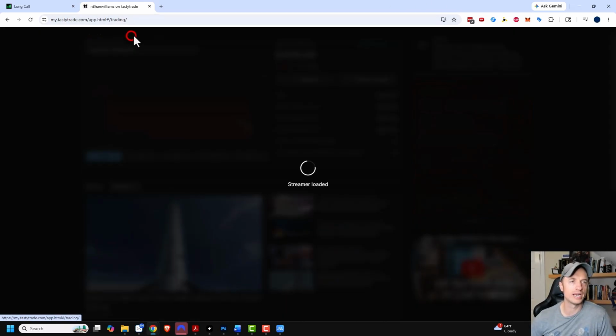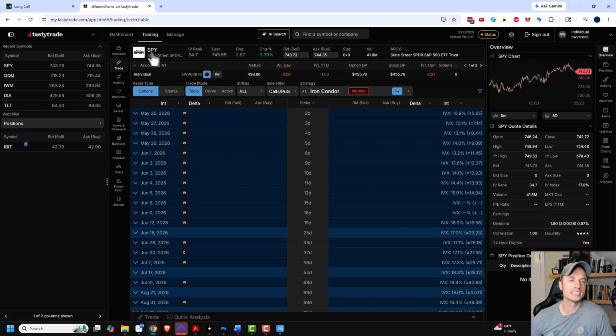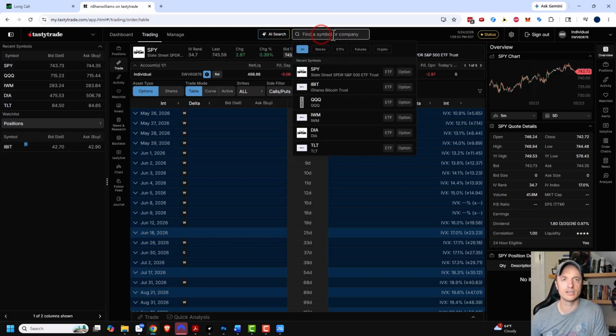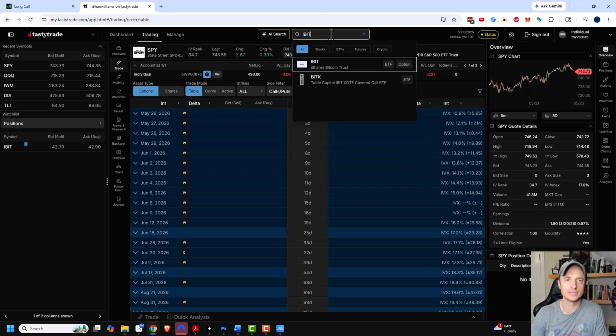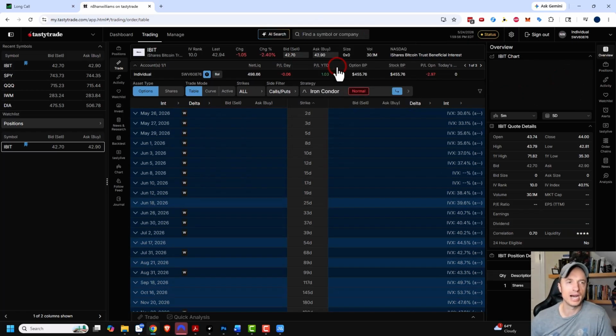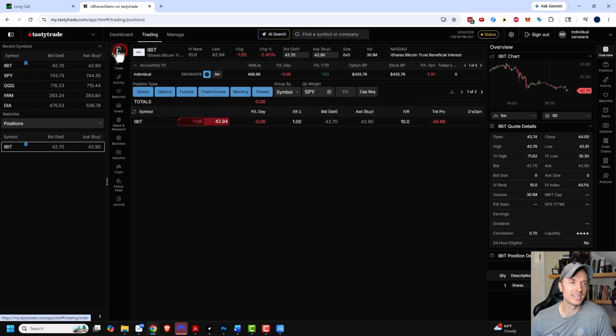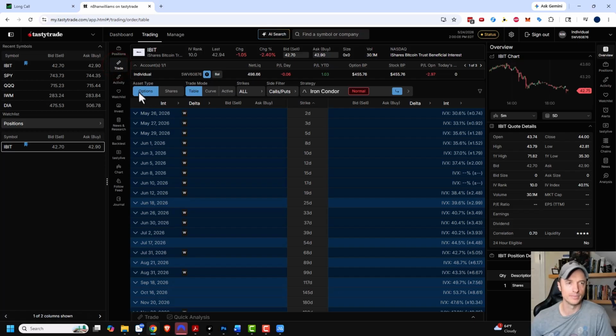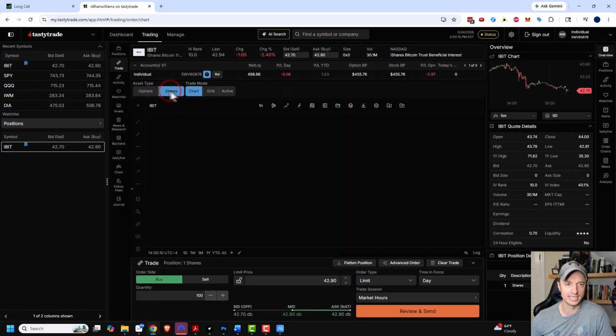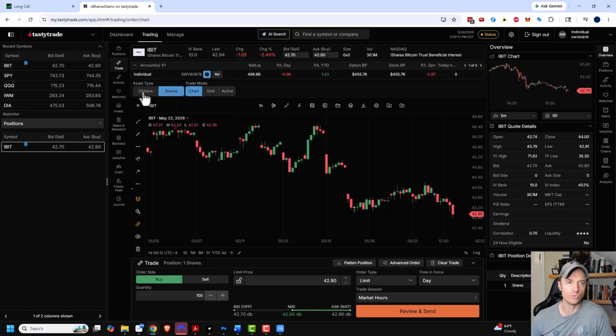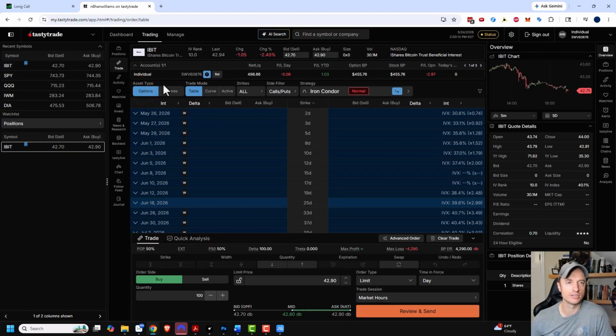We want to go to trading, and mine already loaded up on SPY and the options chain and everything, but let's go ahead and switch it. You can switch to a different symbol or look up a symbol right here. We'll go ahead and look up IBIT now. And you might be on positions or something like that. So to get that options chain, you want to go to trade. And then you also want to make sure that you're on options. You might default to shares, but you would want to switch over to options in order to trade options.